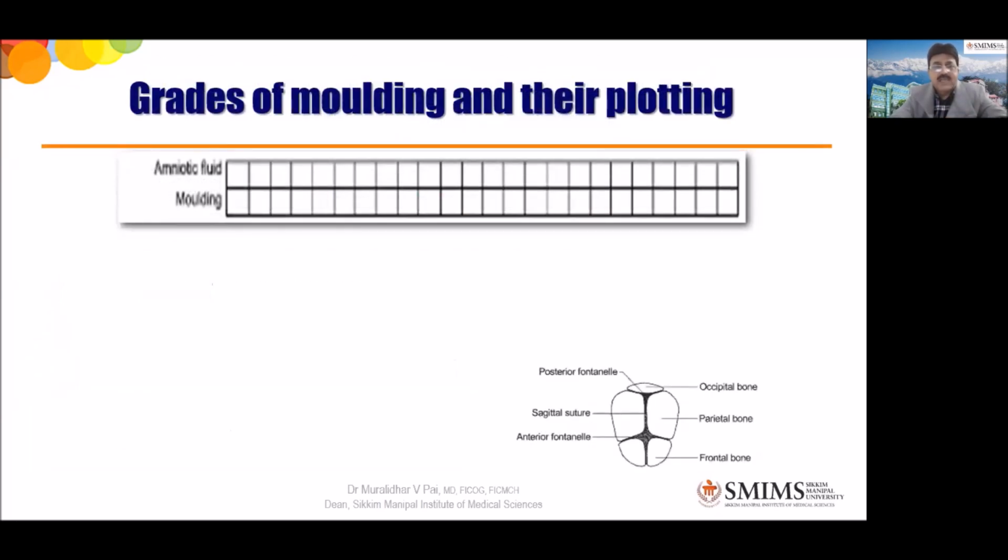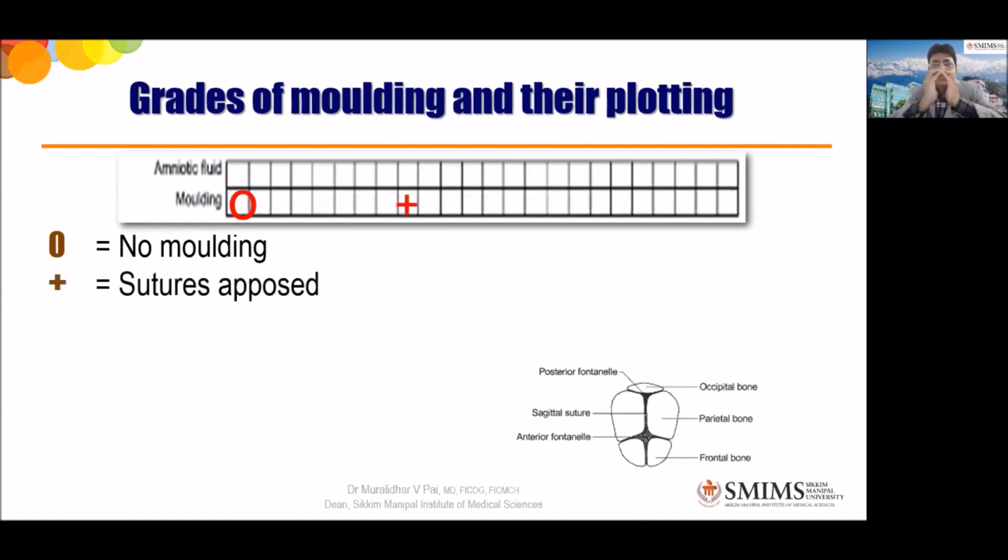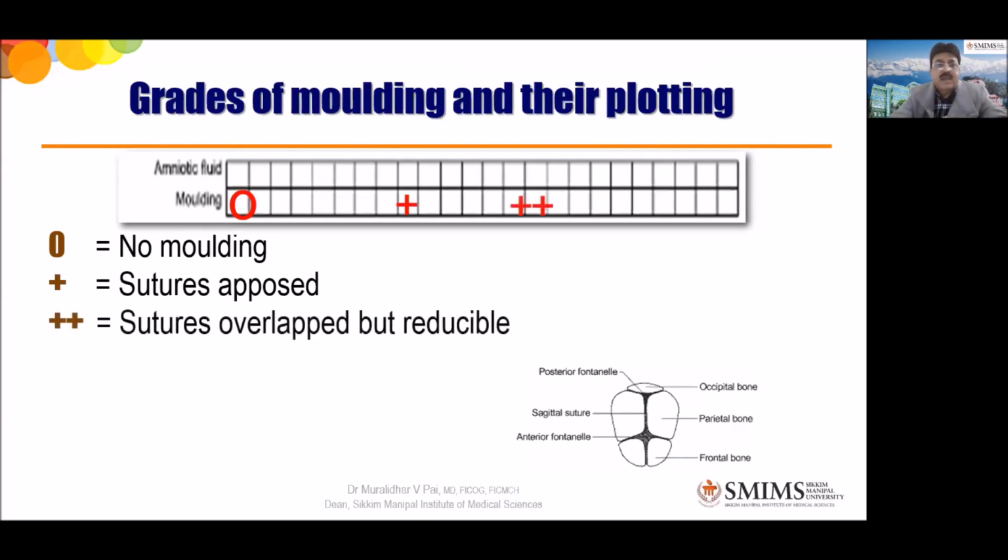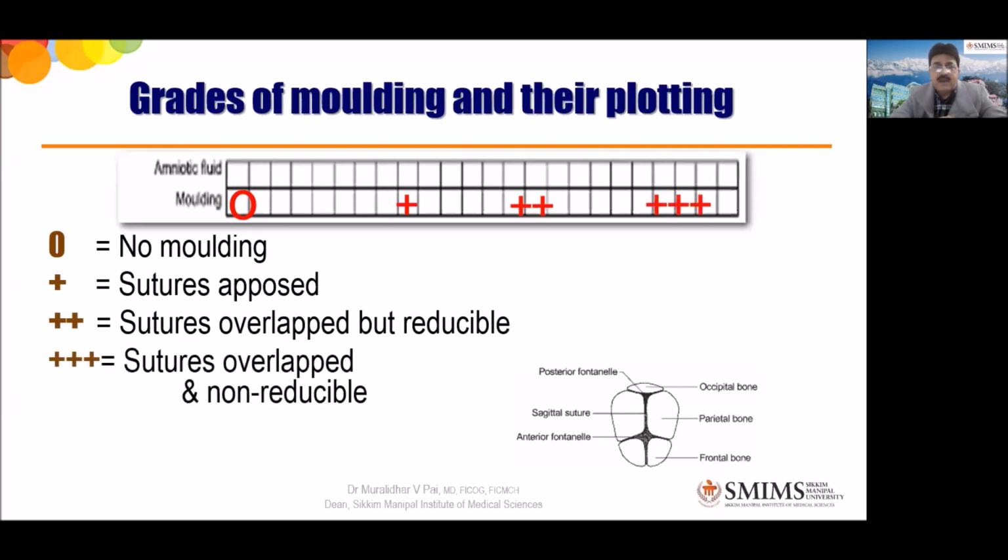As far as moulding is concerned, the second line, if there is no moulding at all, you should write 0. If there is just approximation of the sutures opposed to each other, then it is 1 plus. If the sutures overlap, but when you press, you can still reduce it, then it is 2 plus. If the sutures are overlapped, and you cannot reduce them, you must write 3 plus.